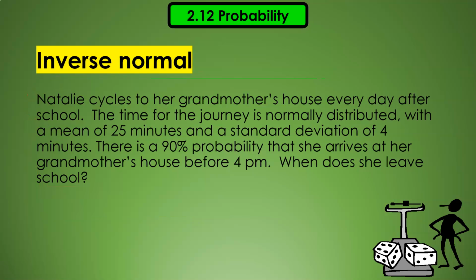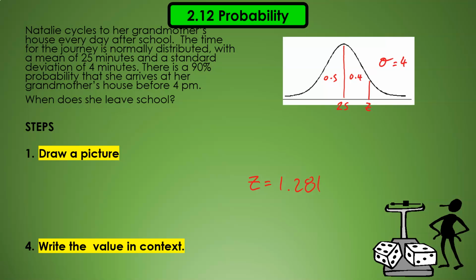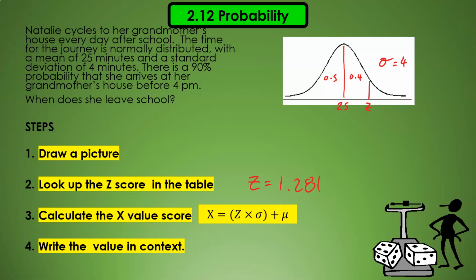So that we can work out the real life value. And we started off looking at this problem about Natalie and her grandmother's house, and working out that if she arrives at her house before 4 p.m. 90% of the time, what time must she leave from school? And we put together our graph. We had a go at looking up the table and getting our z value, which is 1.2. The next stage is obviously to calculate x.